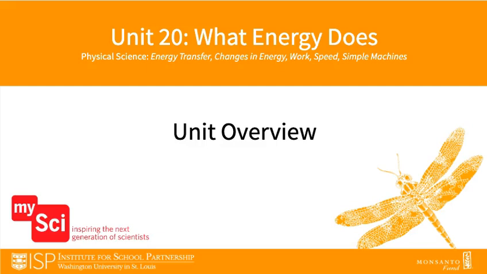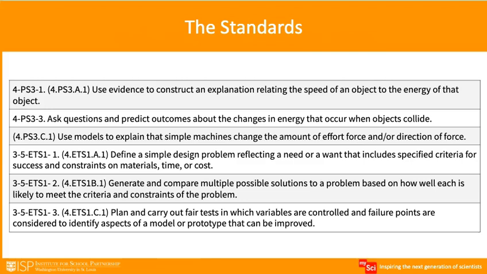What Energy Does is a physical science unit incorporating ideas about the relationship between speed and energy transfer, and simple machines. Let's look into the unit at a glance. This unit covers several fourth grade physical science standards about energy and speed, energy transfer, collisions, work, and simple machines. Each of the Next Generation Science Standards corresponds to a Missouri Learning Standard listed in parentheses on this chart. Take a moment to pause the video and review them.